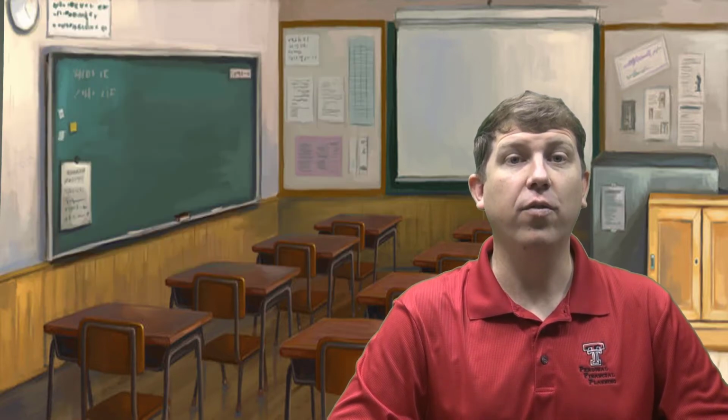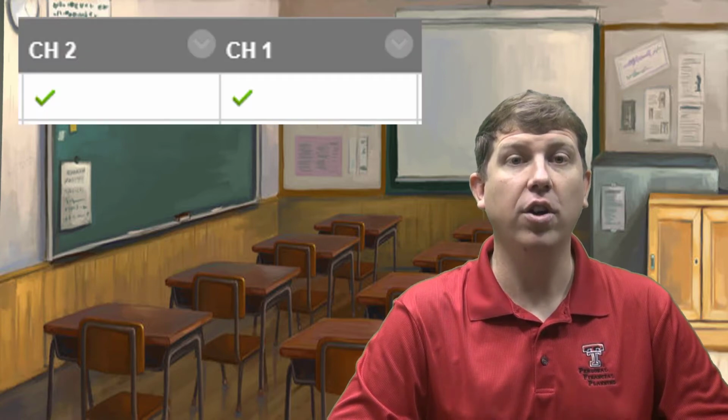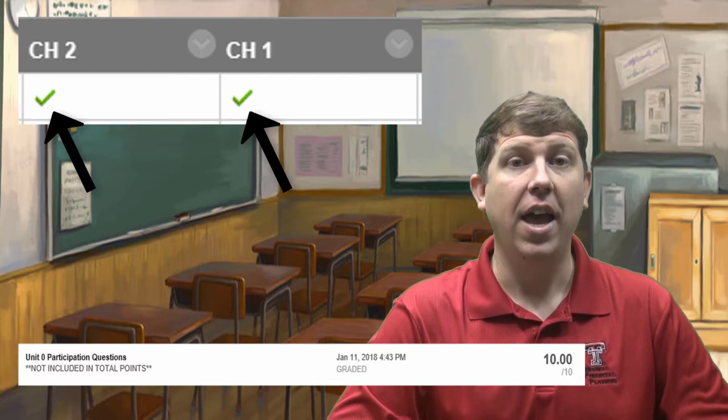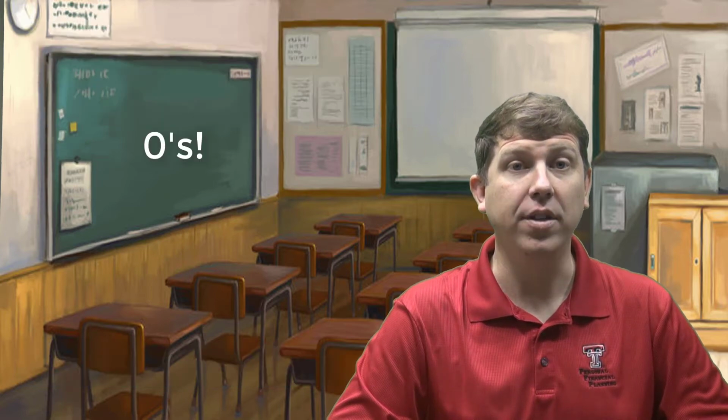You can ensure you have received full credit by going to your gradebook and looking for checks for flashcards and a score of 10 for participation questions. If you do not have a check for each set of flashcards and a 10 for participation questions, you will receive zeros for these assignments.